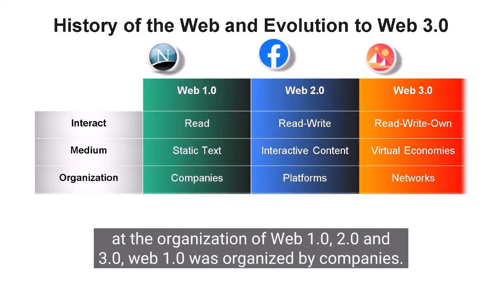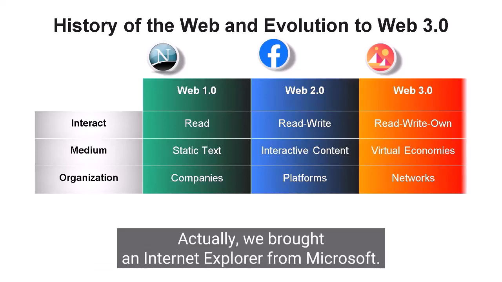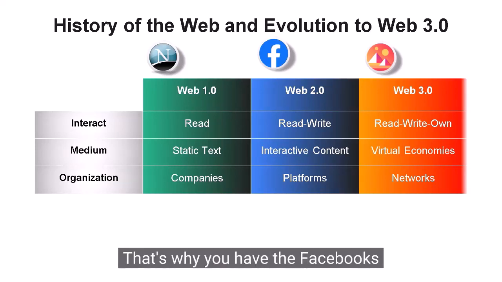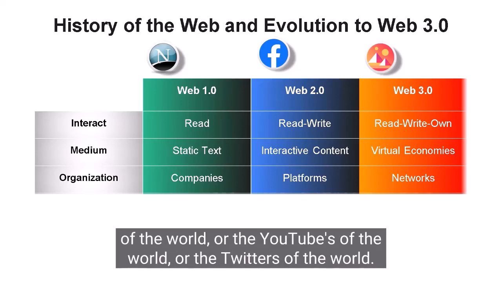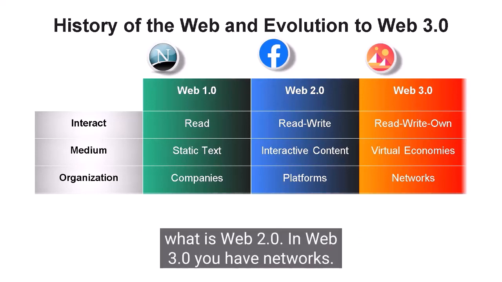When you're looking at the organization of Web 1.0, 2.0, and 3.0, Web 1.0 was organized by companies. You had companies like Netscape that gave you access to being able to do that. That was replaced eventually by Internet Explorer from Microsoft. Companies ran Web 1.0. Web 2.0 is controlled by platforms. That's why you have the Facebooks of the world, or the YouTubes of the world, or the Twitters of the world. There are these platforms that control what is Web 2.0.